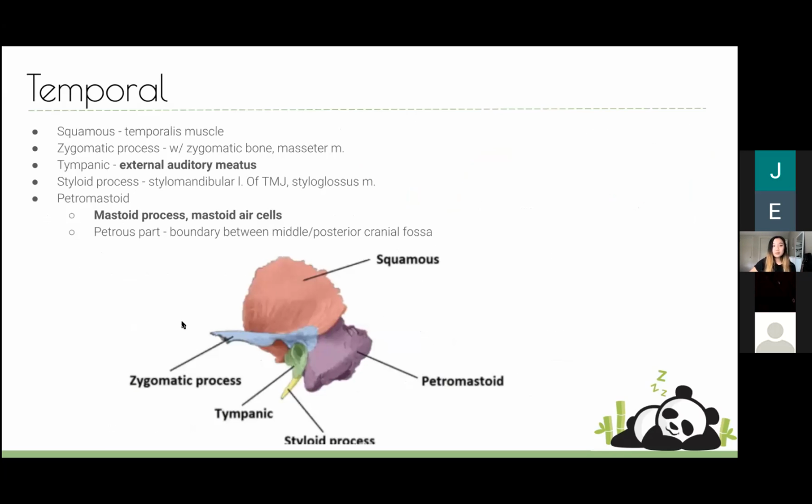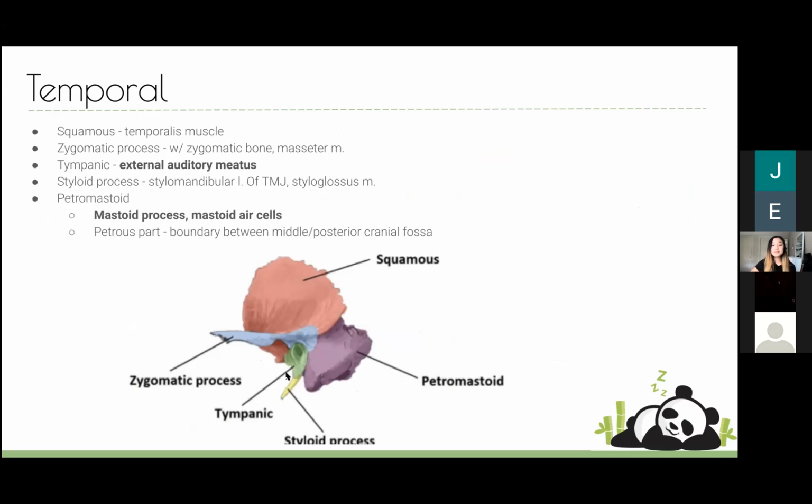This is your temporal bone. You've got a couple parts to it. This is your squamous part where your temporalis muscle sits. You've got a zygomatic process, so that's kind of your cheekbone, and that goes into your zygomatic bone.